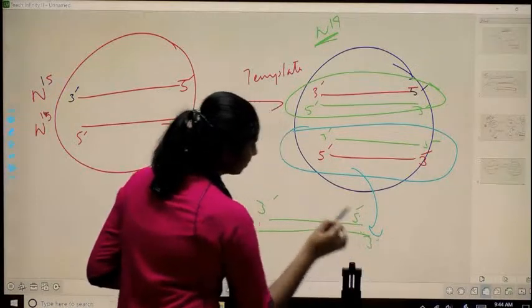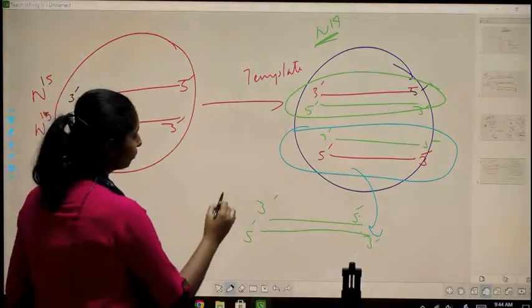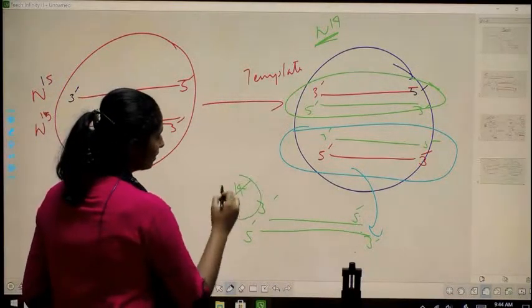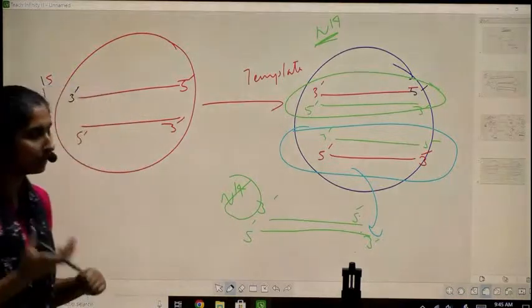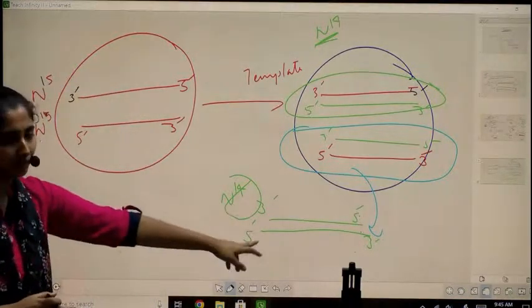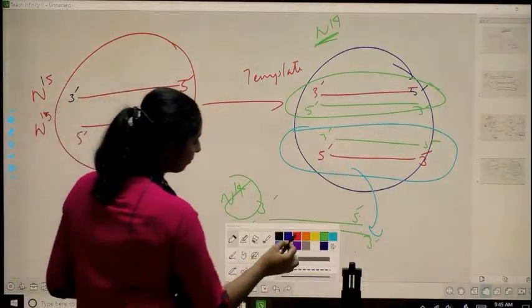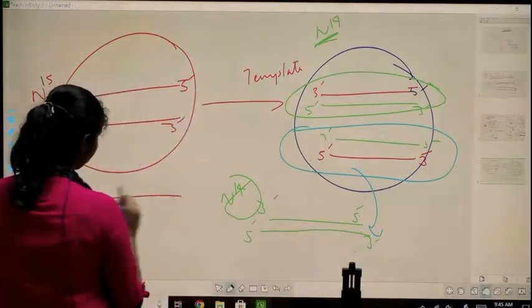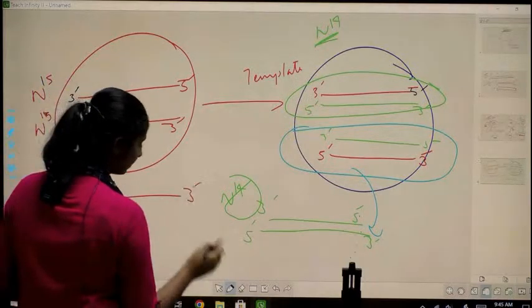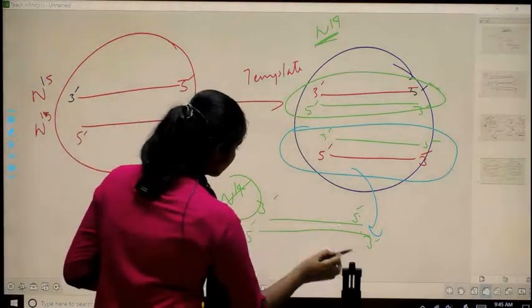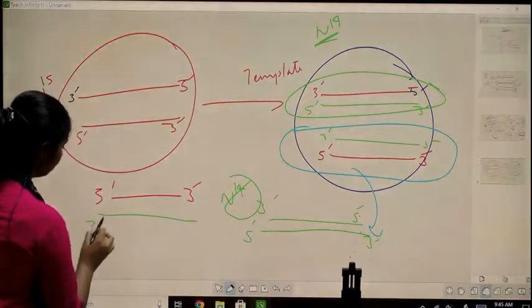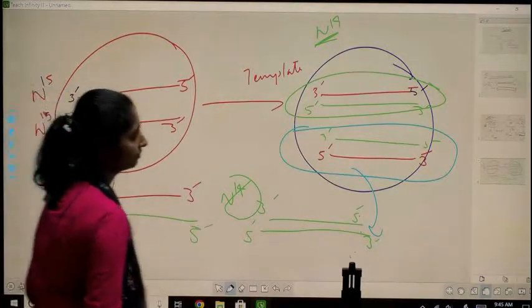The daughter strand is going to use N14. So both of these strands are N14, right? As a result, we will get a new strand that is completely composed of N14 strands, right? And similarly, this can also act as the template. And here we are going to get a hybrid.